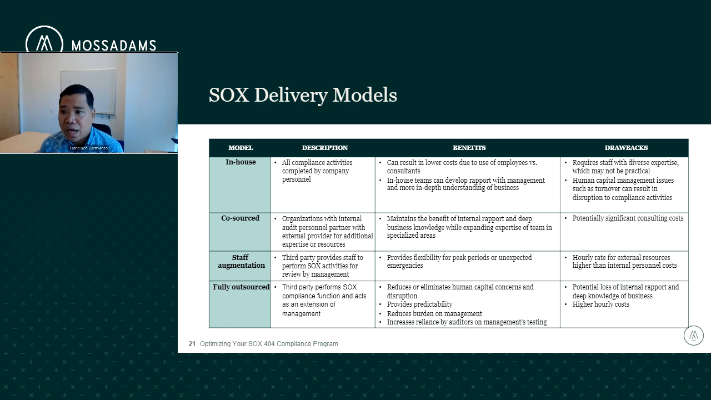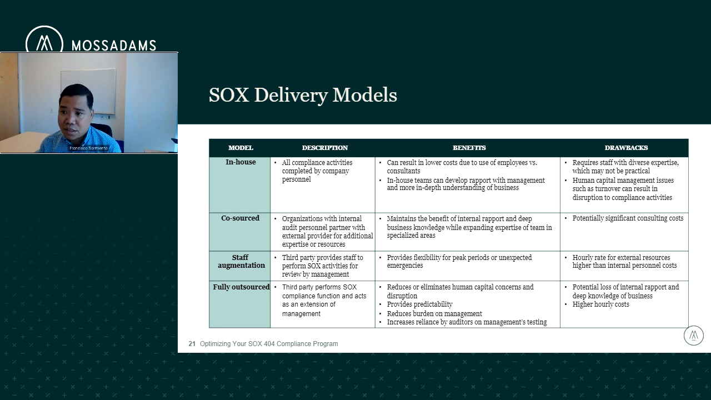It's when you don't have the capacity or the expertise to execute a specific testing, like IT general controls. Then the fully outsourced model, that's where most of my clients actually fall into, where we come in and manage the entire SOX 404 compliance program. This is very good for companies that are smaller and starting their SOX 404 compliance.